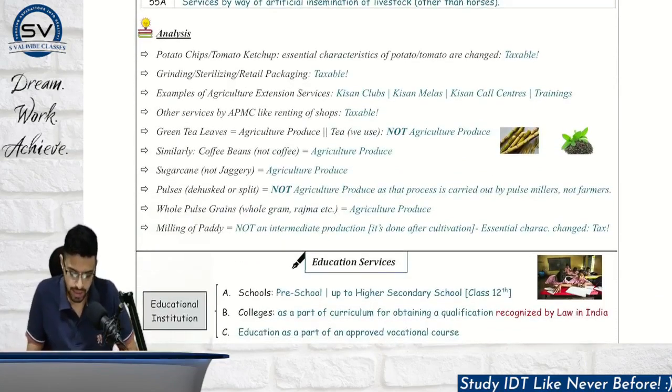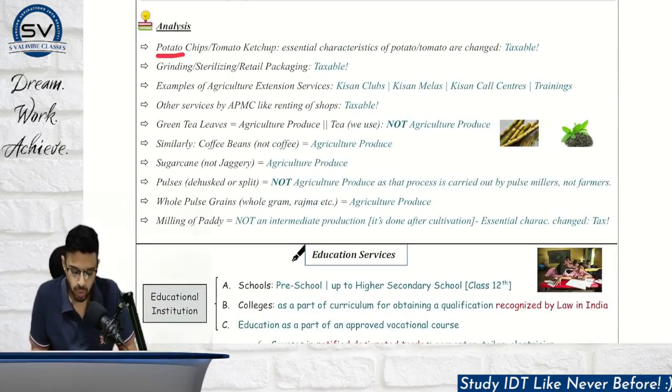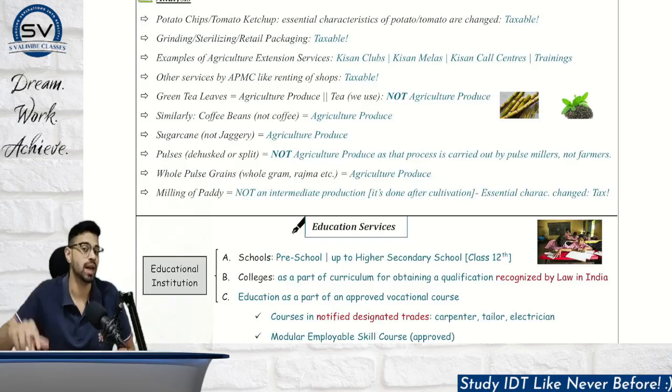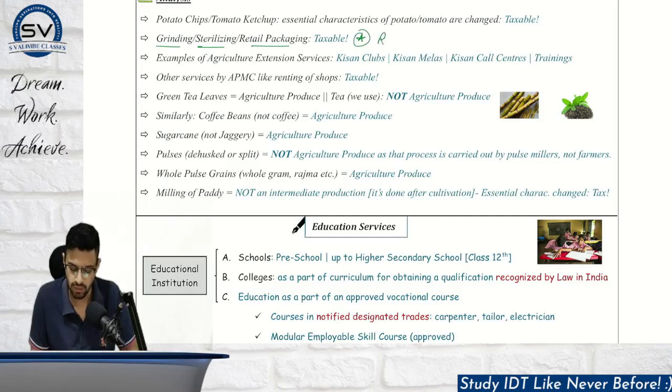Okay. Certain analysis points. Potato chips, tomato ketchup, obviously here the essential characteristics are changed. These are highly processed products, so here GST will be levied. Grinding, sterilizing and retail packaging, these are also necessary to make the produce marketable for the retail market, not for the primary market. So this is also taxable. These words you have to try to read twice, thrice, it will click. All these points are given in your material. So this is basically with respect to retail produce, retail market.